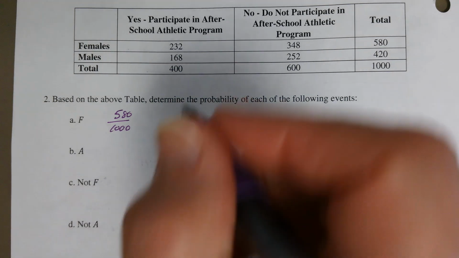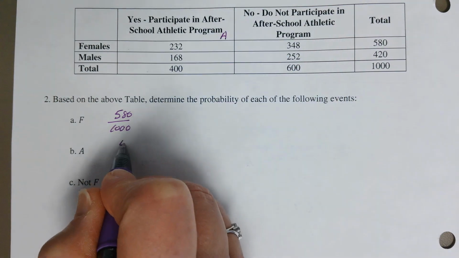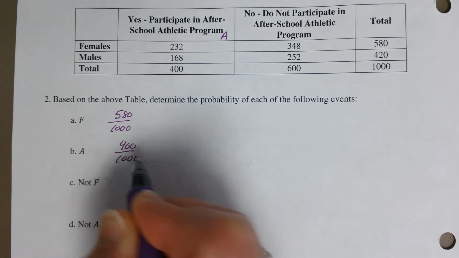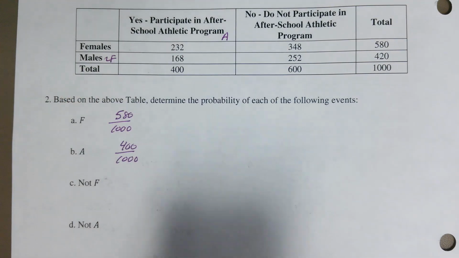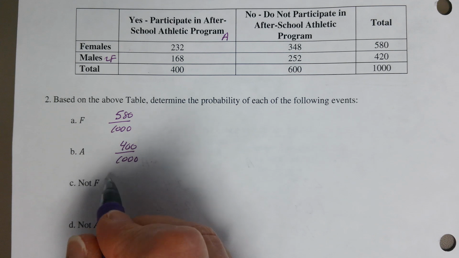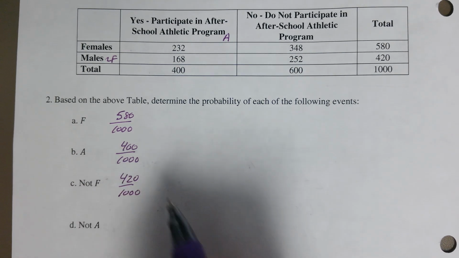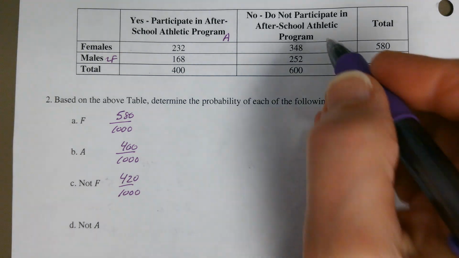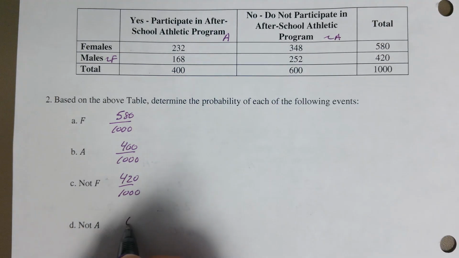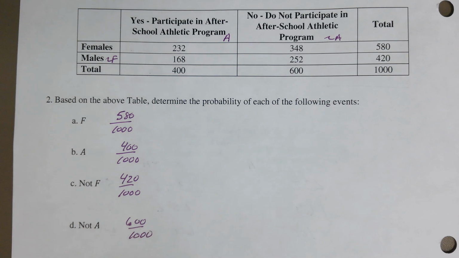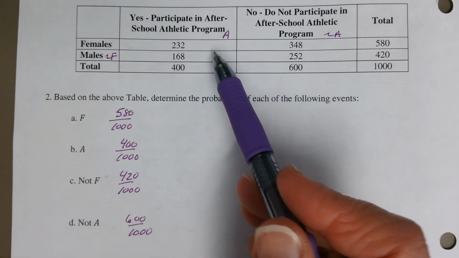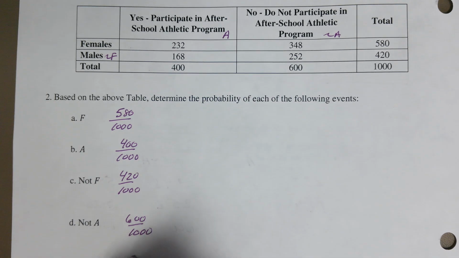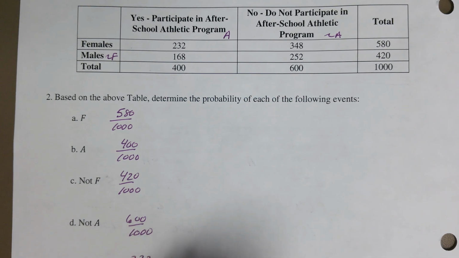Probability athletic program, 400 over 1,000. Probability not female, 420 over 1,000. Probability not A, 600 over 1,000. Probability of female and athletic, F and A, 232 over 1,000.